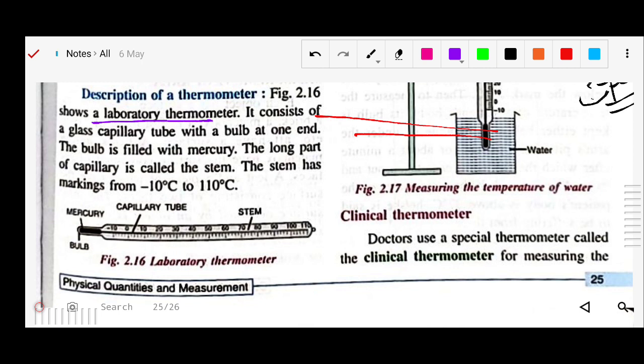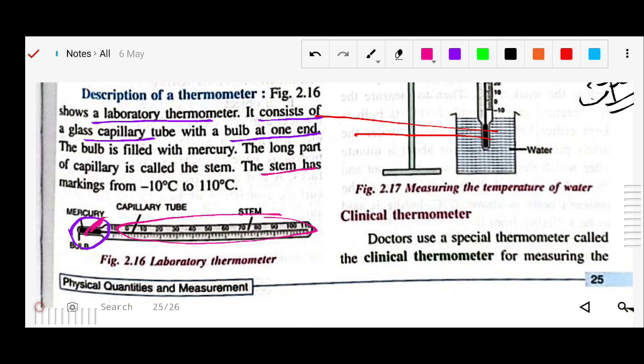It consists of a glass capillary tube. Capillary tube means a very small tube, with a very narrow space inside, with a bulb at one end. This is called the bulb, and the bulb is filled with mercury, the black portion you can see here. The long part of the capillary is called the stem. This capillary means the very small tube with the narrow space inside.